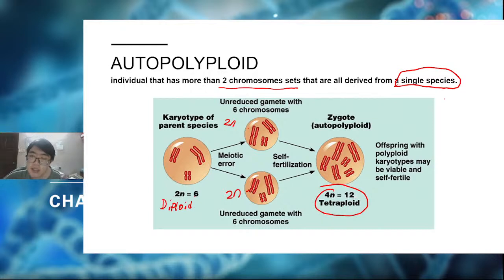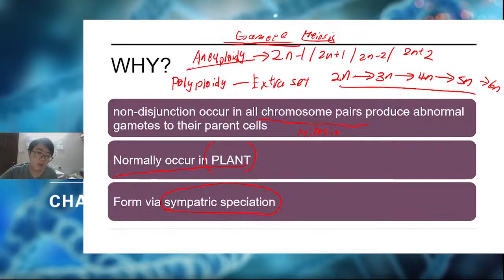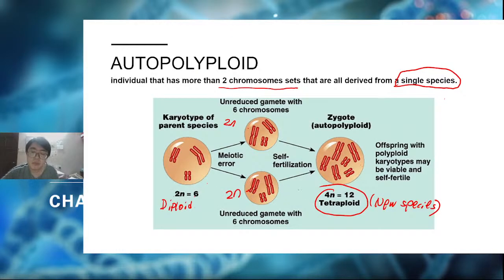So actually this species, yang anak ni, it is already a new species. It is a new species at all. So that is why we call it sympatric speciation. New species is formed through sympatric speciation, because the chromosome number is totally different from their ibu bapa mereka.